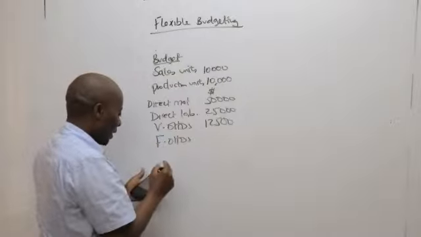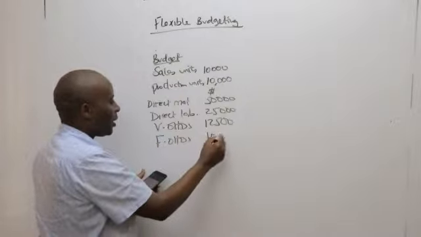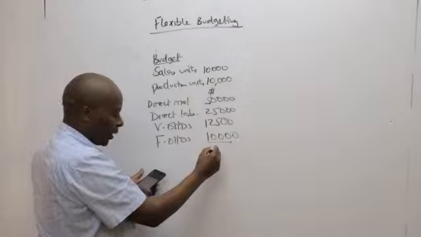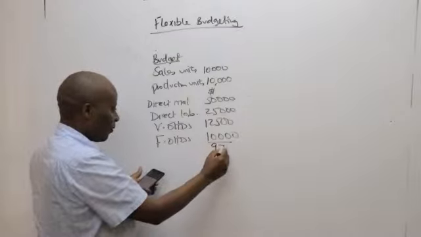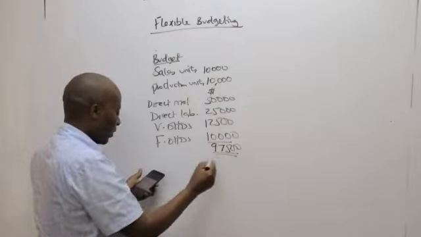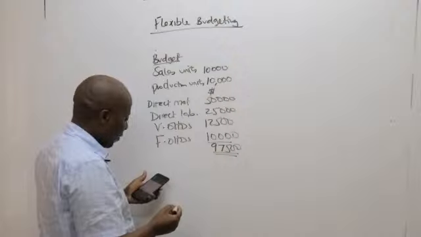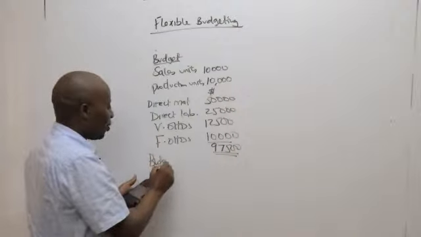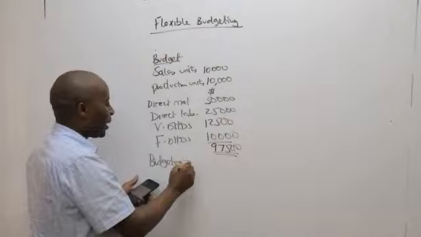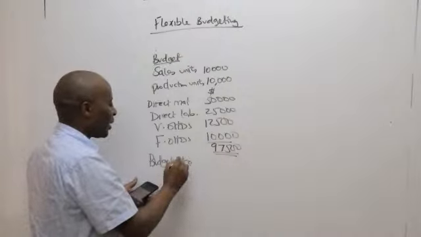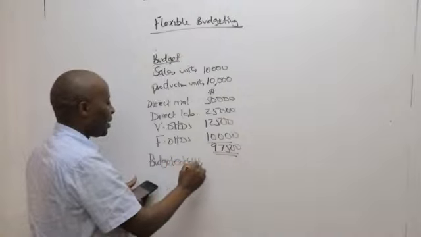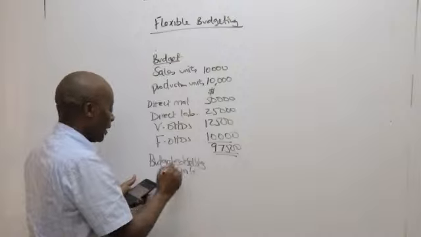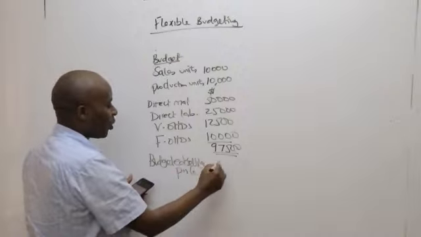Fixed overheads, 10,000, giving us a total of 97,500. And then they have given us the budgeted selling price. Budgeted selling price is $10 per unit.